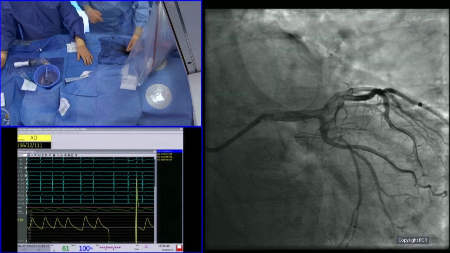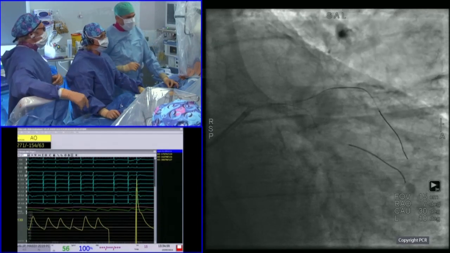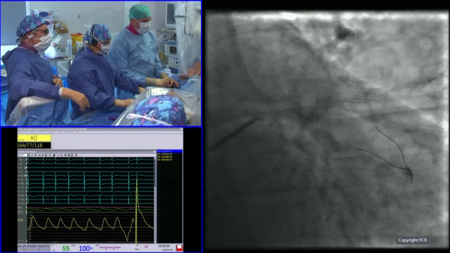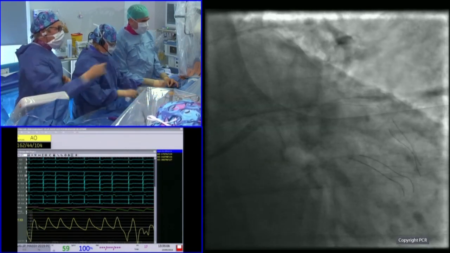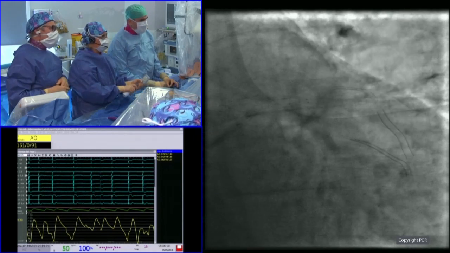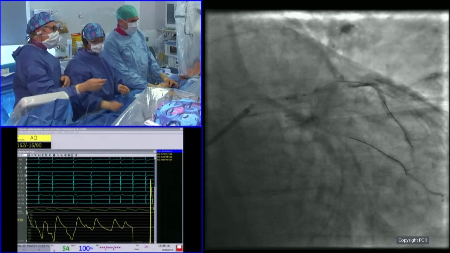Okay, so this is the first angio. We can see clearly that we are a little bit undersized, proximal to the carina. So now with the 4.5, we'll be able to have a stent which is well expanded and well opposed. So we have to go with the marker of the balloon up to the carina.